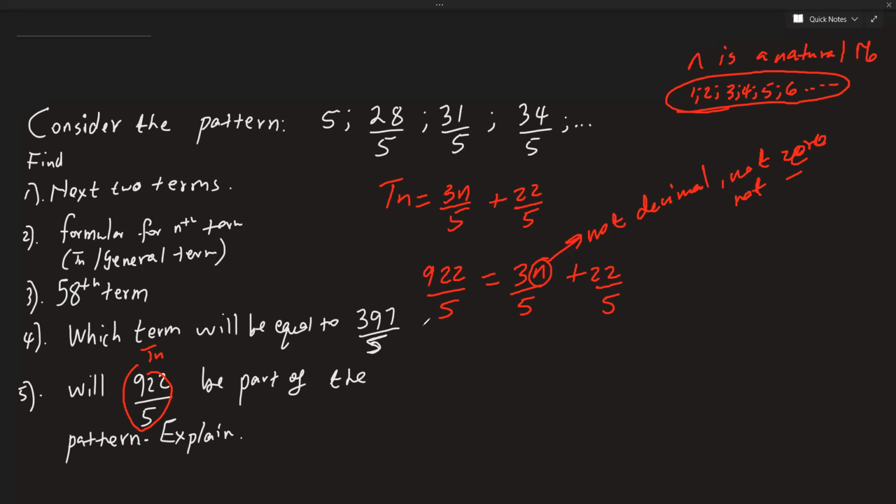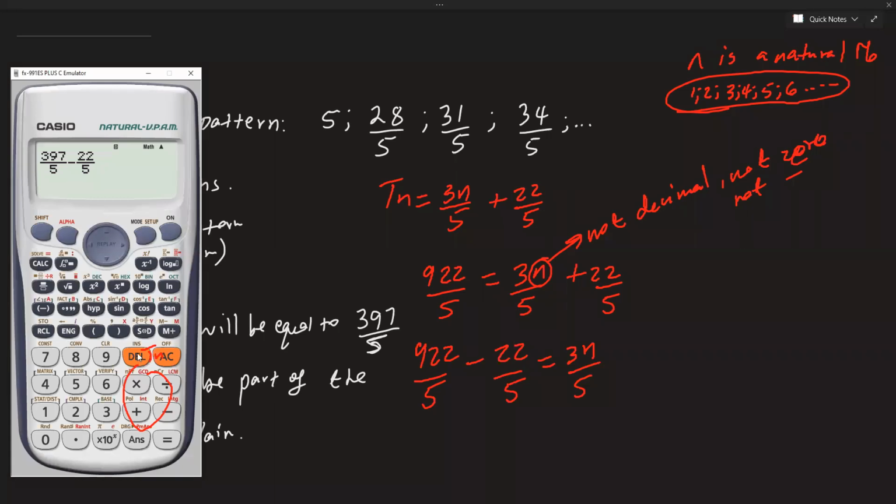Sharp. So let's solve now. Obviously we're going to have 922 over 5. This must come this side to minus, so we're going to have minus 22 over 5, which gives us 3n over 5. Right. And then let's press a calculator and see how much we're going to get here. So I have 922 over 5 minus 22 over 5, which is 180, okay? So I have 180 equals 3n over 5.